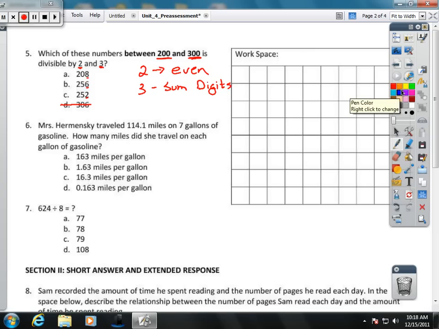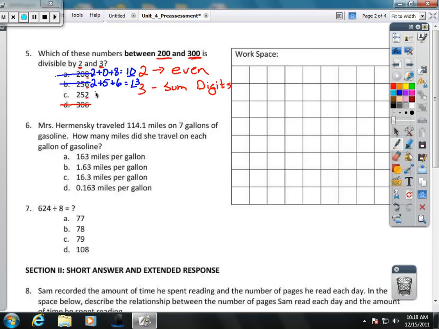So let's take a look at this. If we did 2 plus 0 plus 8, it equals 10. Is 10 divisible by 3? No. So it's not going to be that one. If I did 2 plus 5 plus 6, what does that equal? 6 and 5 is 11. 11 and 2 is 13. Is 13 divisible by 3? No, it will not be that one. It has to be C.